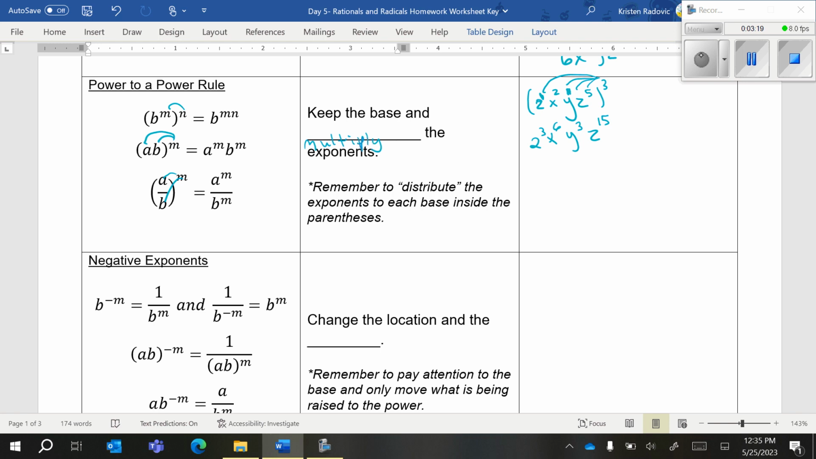Your other case is if you had x squared over y to the 5th cubed. You need to distribute the exponent to the top and the bottom to get 2 times 3 is 6, and 5 times 3 is 15.